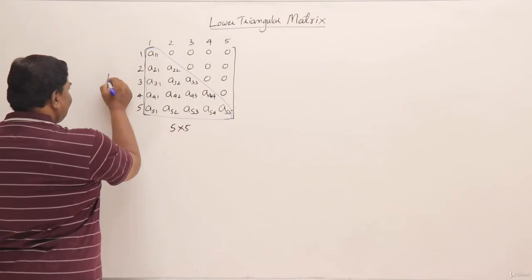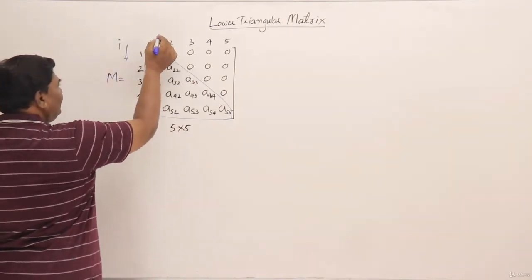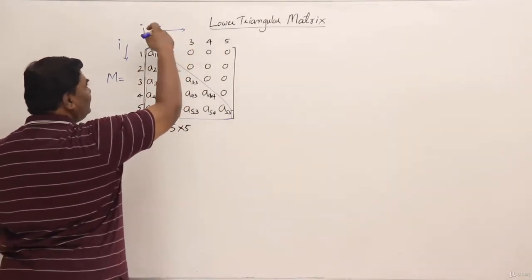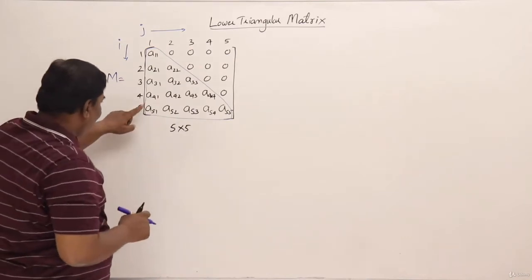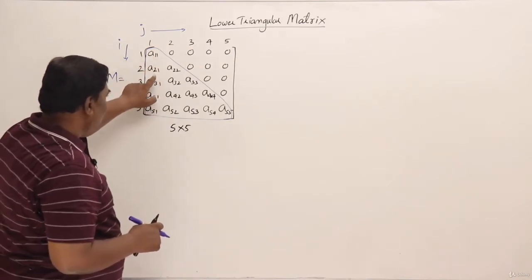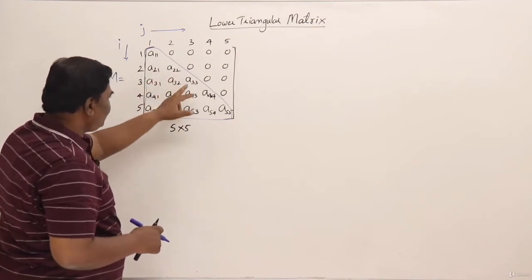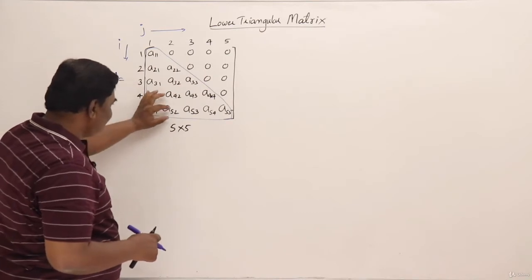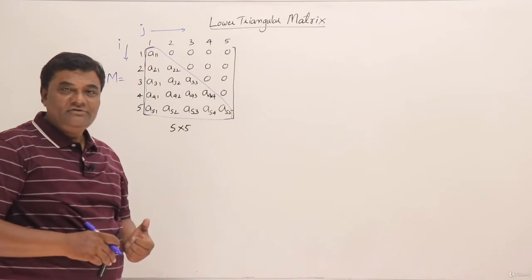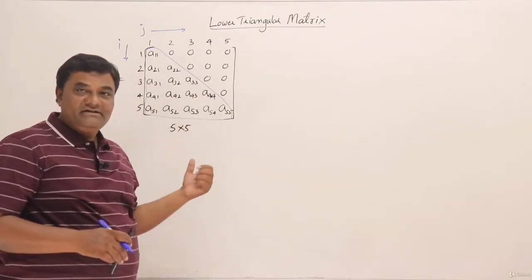If the name of this matrix is M, and these are rows, let us call them I, and these are columns, let us call them J. Now if I compare I and J, this is 1 1, 2 1, 2 2, 3 1, 3 2, 3 3. So if you check all these indices, I value is greater than or equal to J value. So for non-zero elements, I value is always greater.